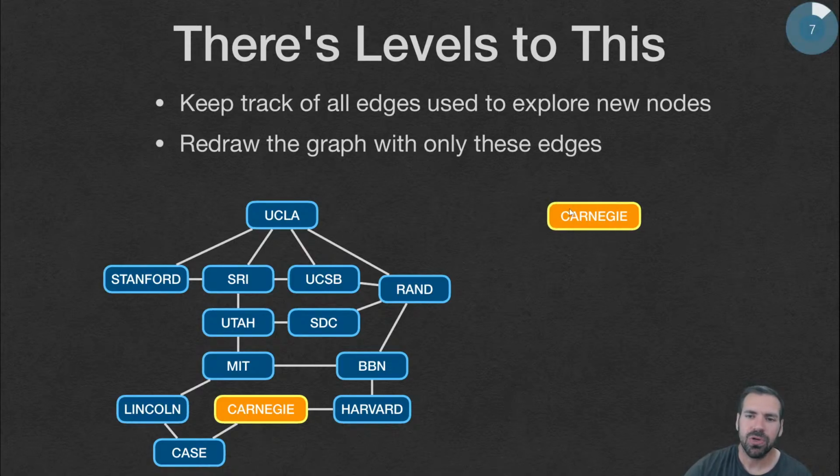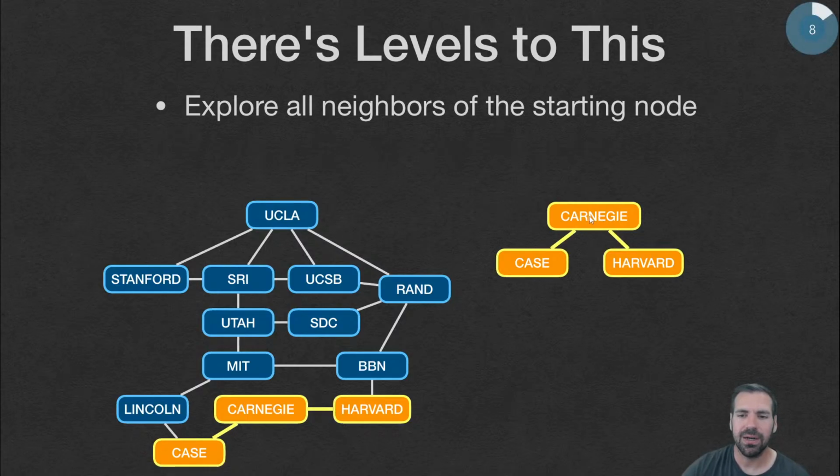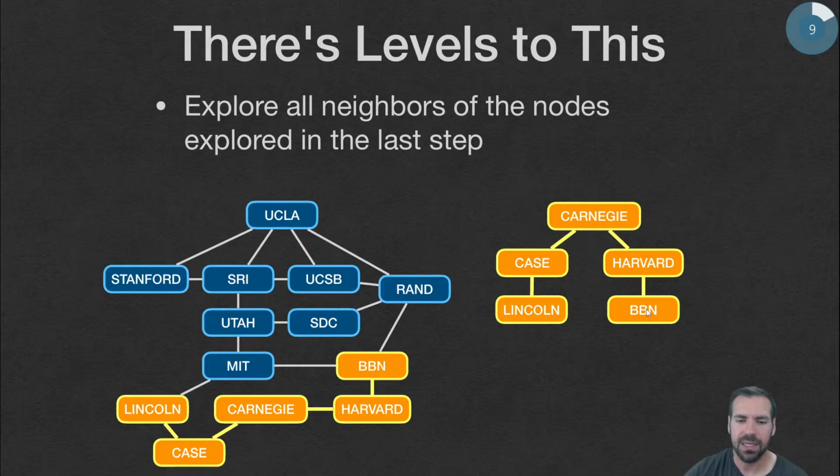And I'm going to keep track of the nodes that I explore and the edges that I use to explore those nodes. So I'm starting at Carnegie, so I'm going to draw that here. Each time I visit a node, I'm going to go lower on the slide. So I'm going to visit the neighbors of Carnegie and draw these lower down: Case and Harvard. Then Case is going to explore Lincoln, and Harvard's going to explore BBN. So I'm going to draw those coming off of these nodes.